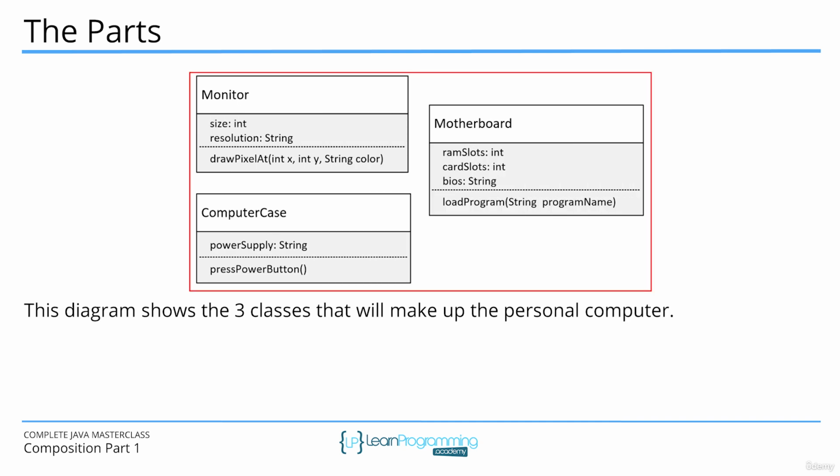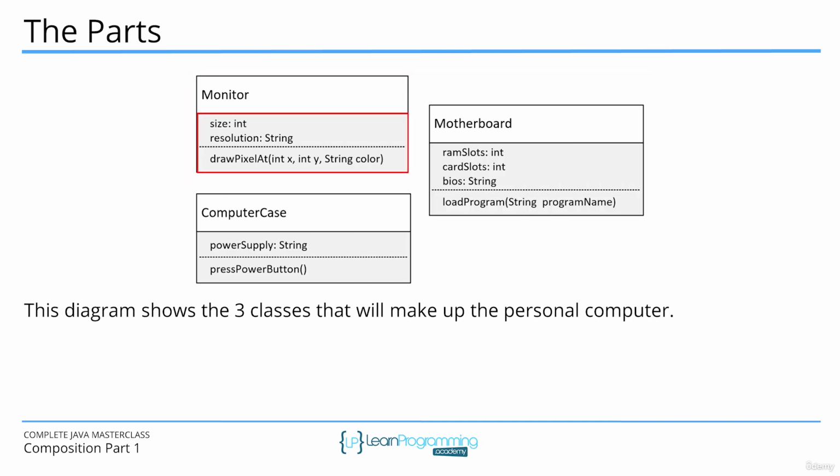This diagram shows the three classes that will make up the personal computer. I have size and resolution for the monitor, and I want a method called drawPixelAt so the monitor has behaviour to draw. For the computer case, I'll have a power supply and a method press power button, and for the motherboard, I'll have slots for RAM and cards as well as a BIOS attribute and a method called load program.